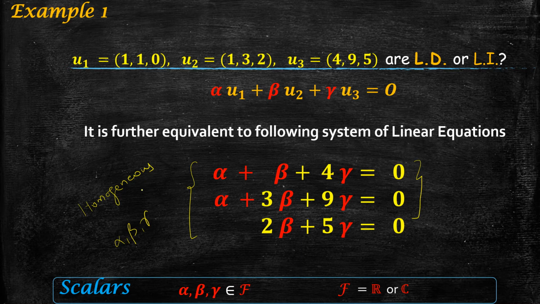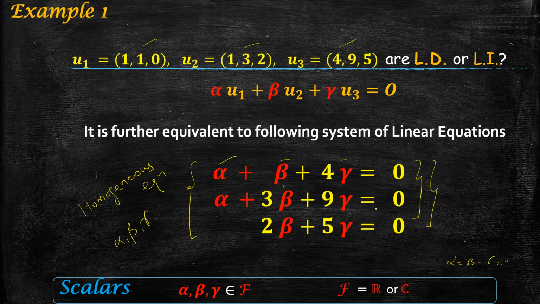Since it is a homogeneous system, either it will have the zero solution or a non-zero solution. If it has the zero solution, that means alpha equals beta equals gamma equals 0, then I can say that u1, u2, u3 are linearly independent. Independence or dependence of these three vectors depends upon the values of scalars alpha, beta, gamma in the homogeneous system of linear equations.